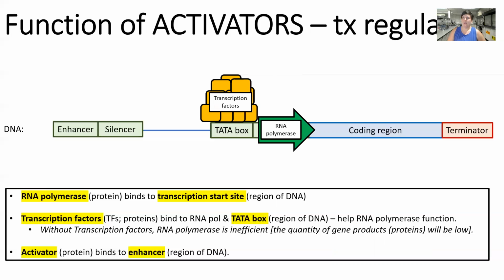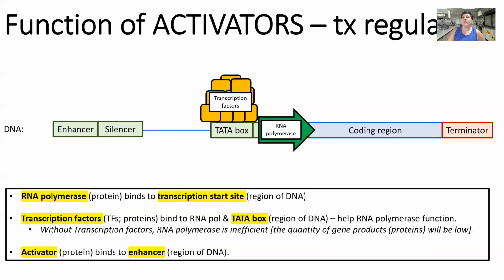Transcription factors, general transcription factors, bind to the TATA box. So what's the point of these transcription factors? They basically hold on to RNA polymerase, and as we will see, when necessary, they will let RNA polymerase do its job. So RNA polymerase binds to the transcriptional start site. General transcription factors bind to the TATA box. And then we have the enhancer and the silencer.